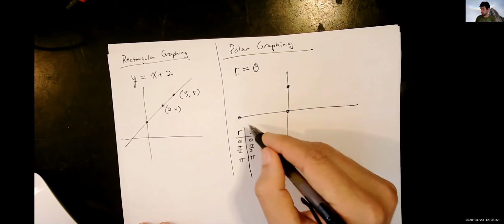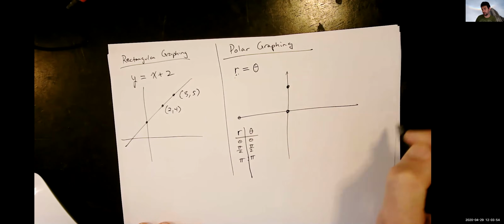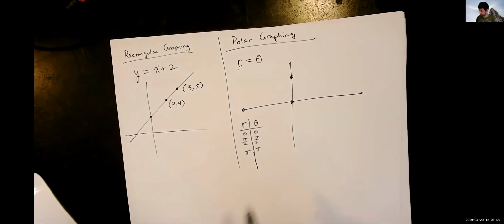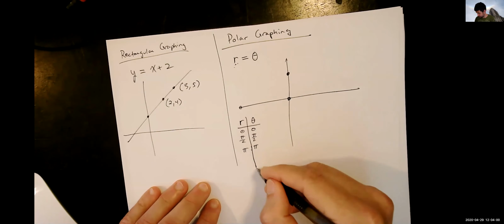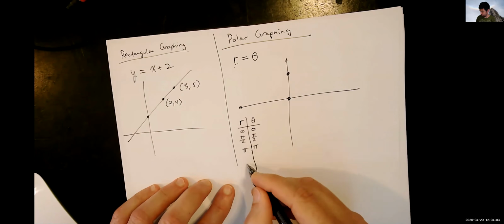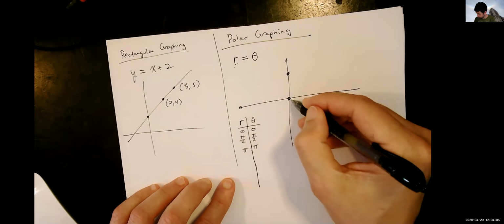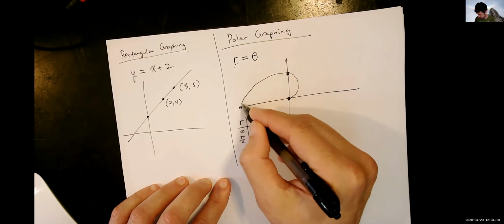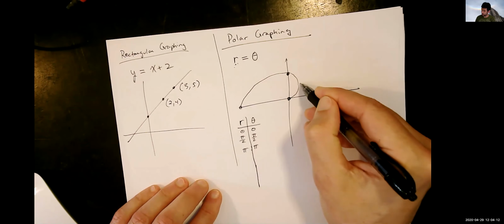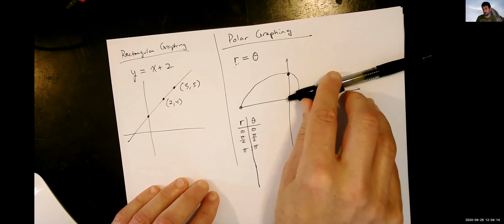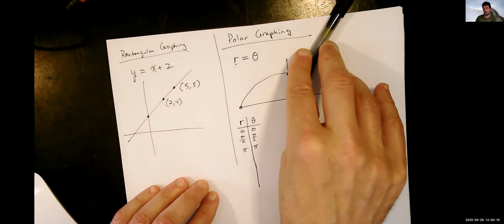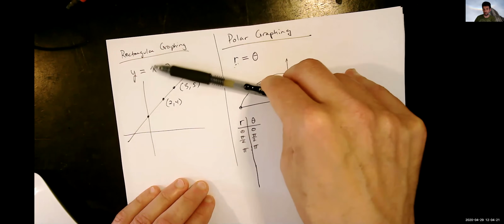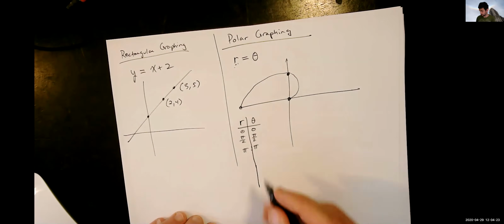So you can imagine as I keep making my angle larger and larger, the distance from the origin is going to get larger and larger. What about in the negative direction? Let's add a couple of points to this. So far my picture is something like this. As theta is getting larger, you can imagine rotating around, the distance is getting further and further away as we go.